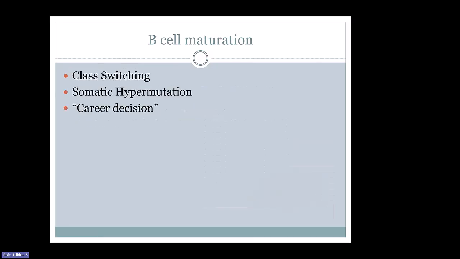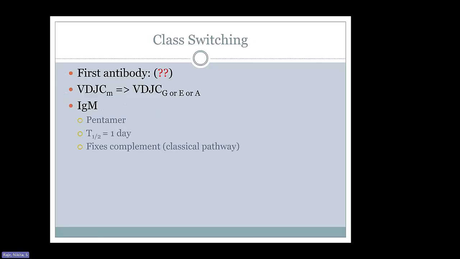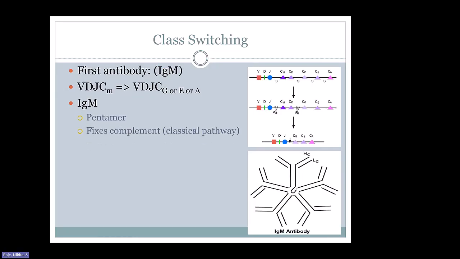All right. Once that signaling goes through after activation, the B cells can undergo various processes or maturation processes. They can class switch or they can undergo somatic hypermutation, and there is a career decision to make. So let's look at that. Class switching. So the first antibody that's made by B cells when they are activated is IgM, and when this IgM is supposed to, the B cell undergoes class switching, which means from IgM it needs to switch to G, A, or E.